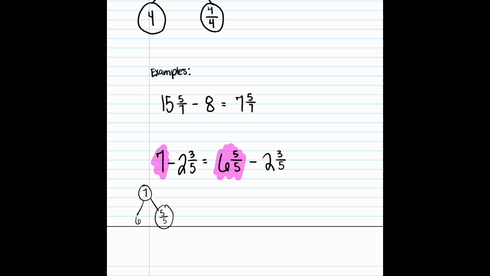Okay, so now let's take that 6 minus 2, which will give us a 4, and 5/5 minus 3/5, which will give us 2/5. So I'll have 4 and 2/5. Okay.